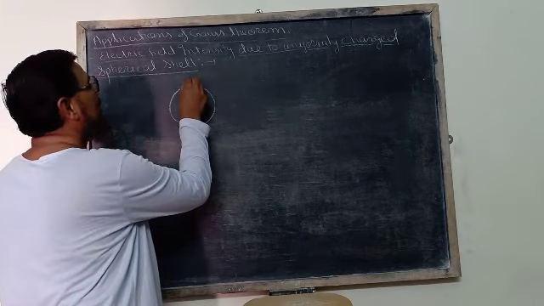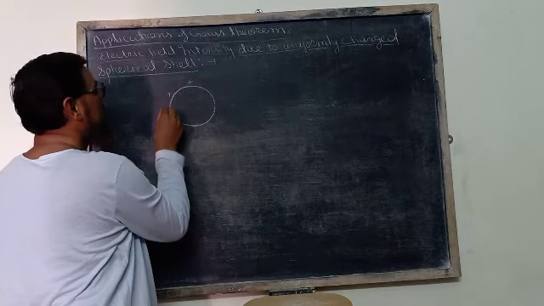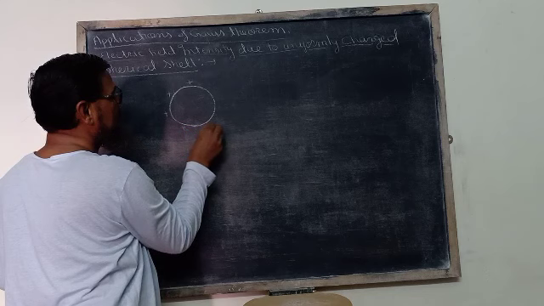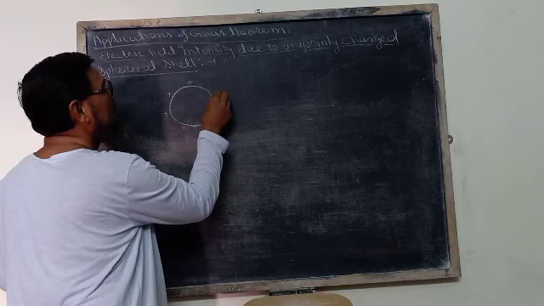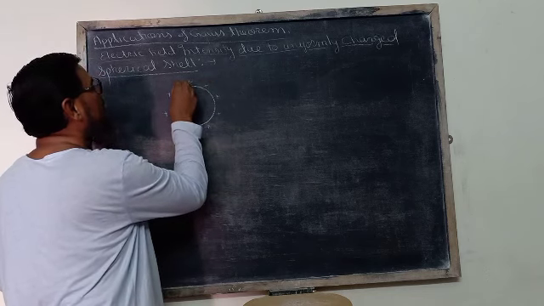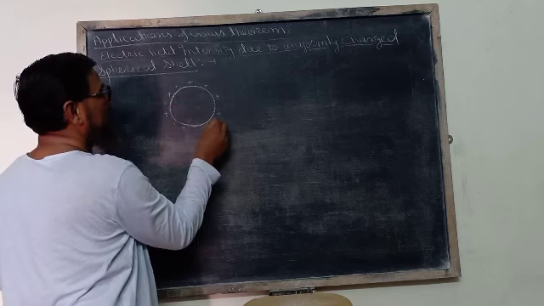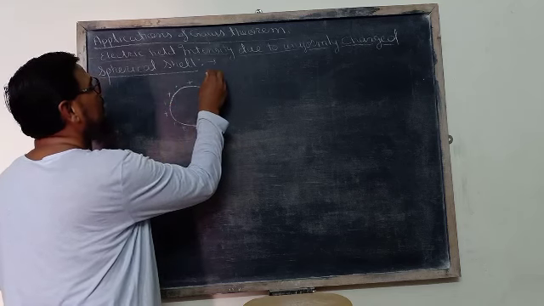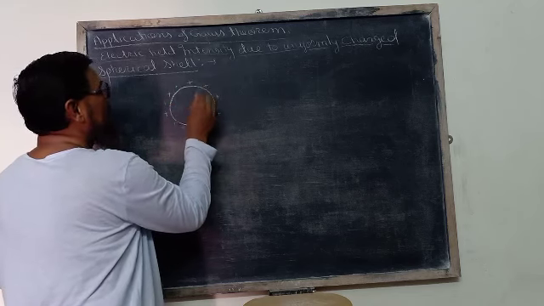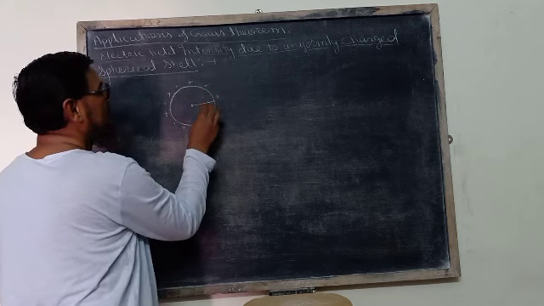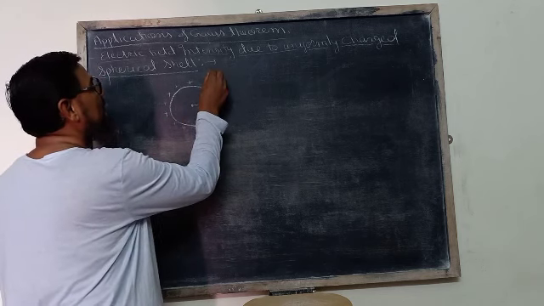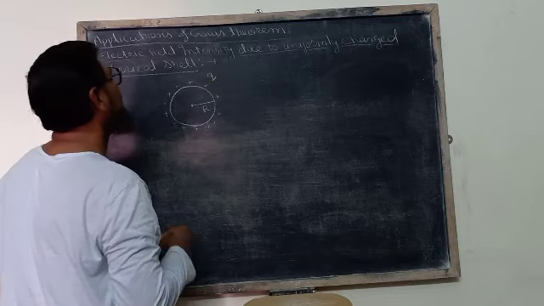So when we give a charge to the spherical shell, it is all distributed along its outer surface uniformly. Let the radius of the spherical shell be capital R and the charge given to the shell be Q.